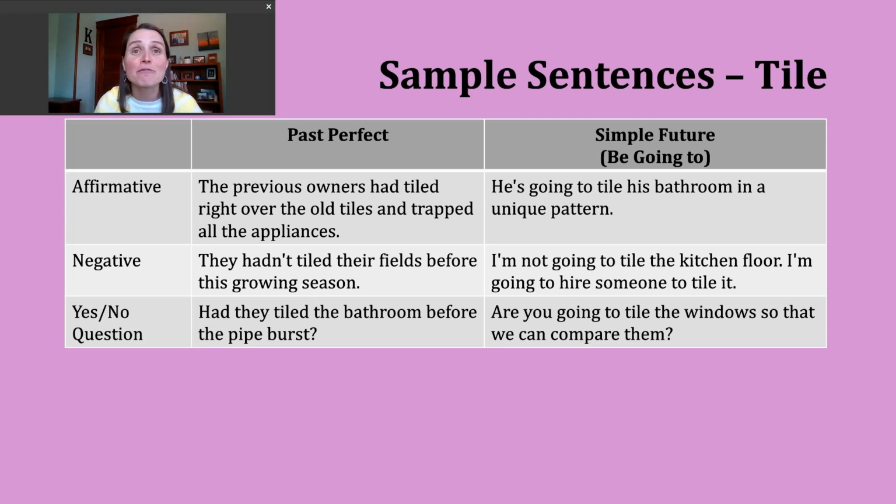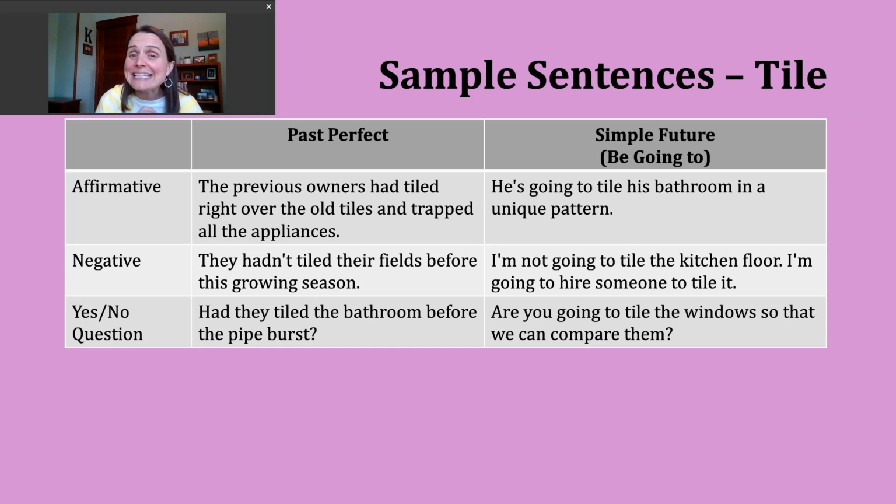Let's take a look at that first positive or affirmative example. He's going to tile his bathroom in a unique pattern. Right? So this is meant to suggest it's going to look different. It's not going to look like many other people's bathroom. This is his plan. Okay.